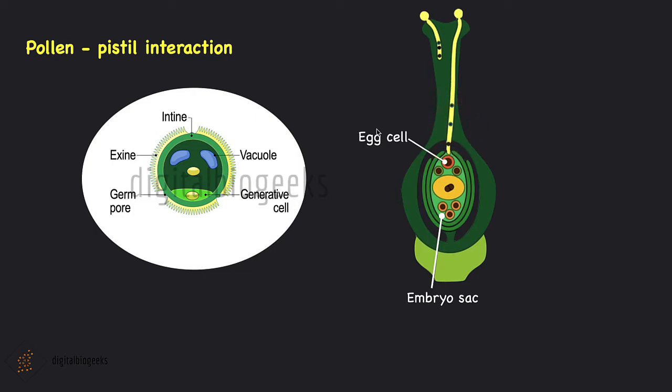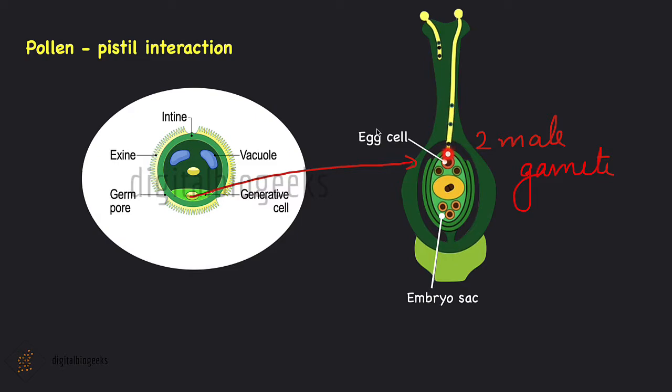In our previous video, we discussed that most of the pollen grains are shed in the two-celled stage, that is, the generative cell and the vegetative cell. In them, the generative cell divides and forms two male gametes during the growth of the pollen tube in the stigma. Other pollen grains, which are shed at the three-celled stage, already have two male gametes.